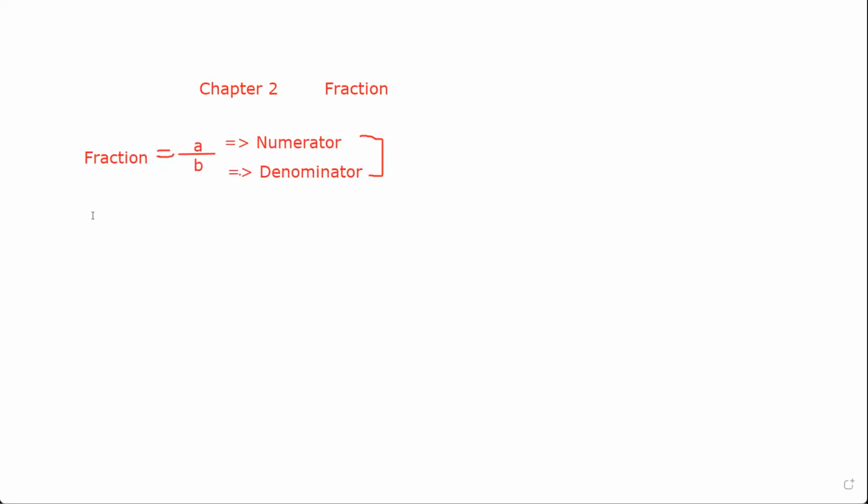I hope, students, you can understand. The number is written in the form of a upon b, where a is the numerator and b is the denominator, and the number written in this fashion, a upon b, is called a fraction. I hope you don't have any problem. Suppose the number is written as 5 upon 6. This is a fraction.